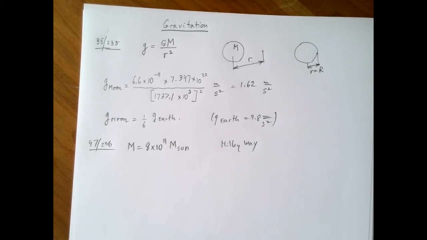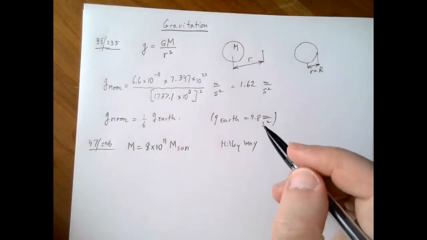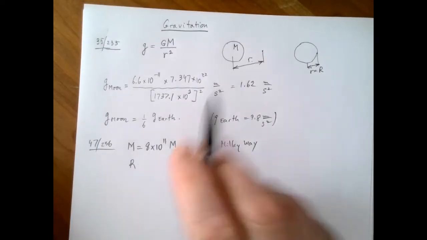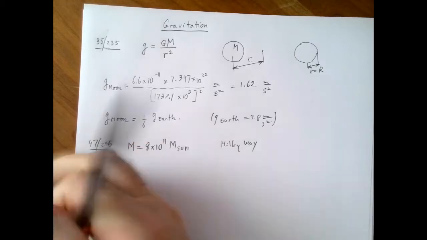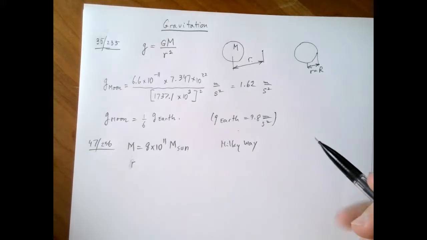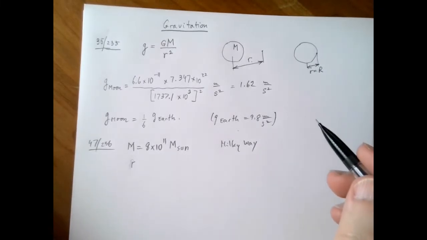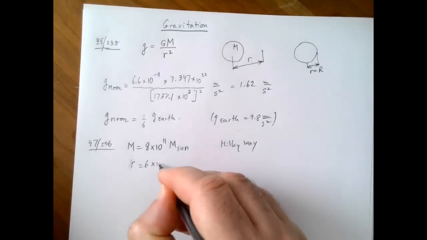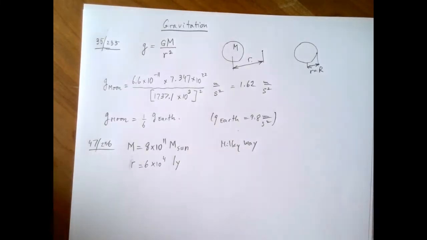And a star is orbiting the galaxy at about 6 times 10 to the 4th, the radius, let's call it little r. We should reserve big R for radii of planets. So at a distance of 6 times 10 to the 4th light years. And they're asking us, what is the period of this star?